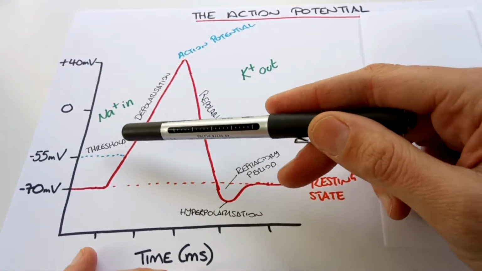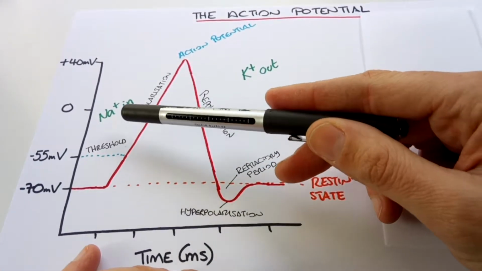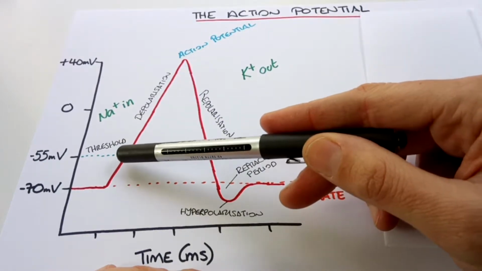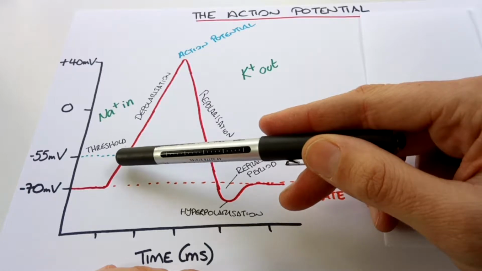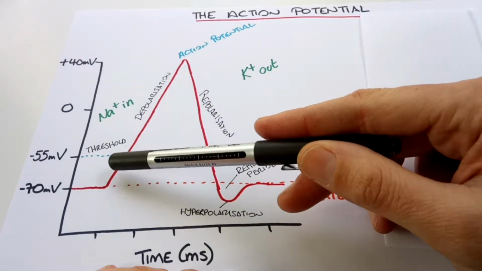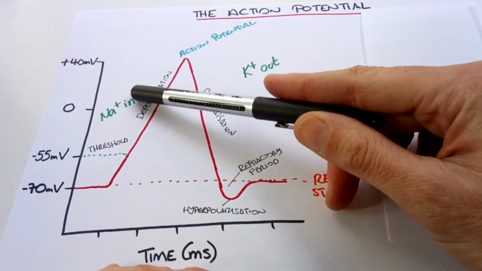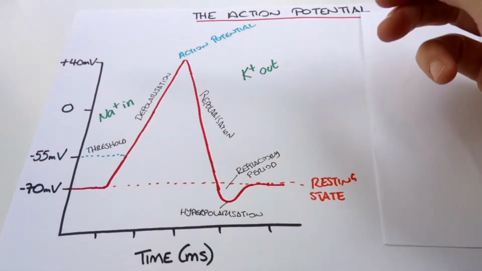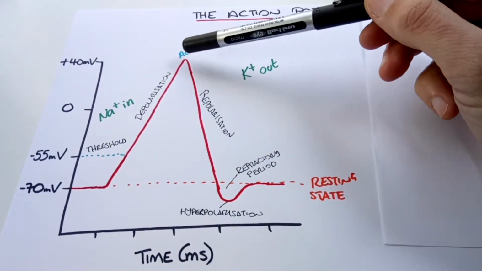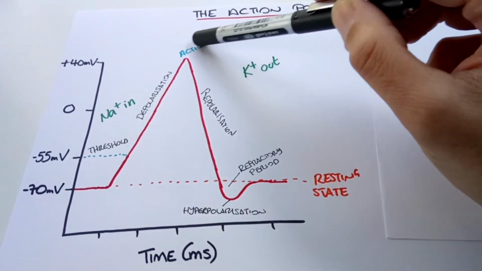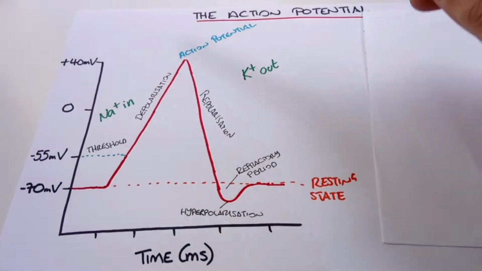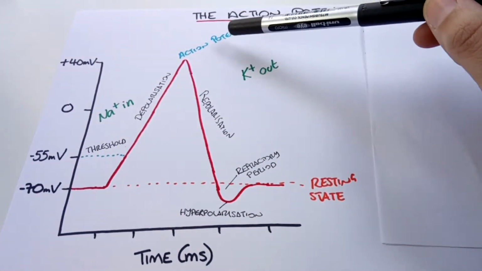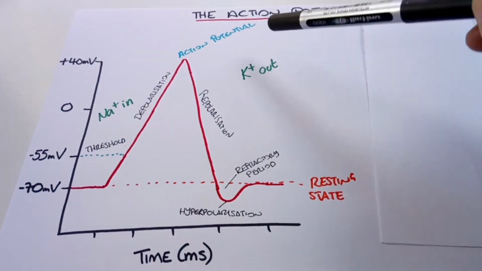So we've got our sodium coming in, and the voltage in our cell becoming less negatively charged. This is a process called depolarization. The cell depolarizes until we reach plus 40 millivolts, right? This is our action potential. We have reached our action potential. Now at that point, what happens next?